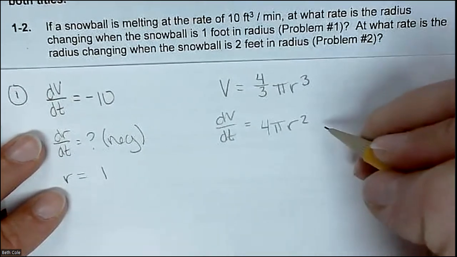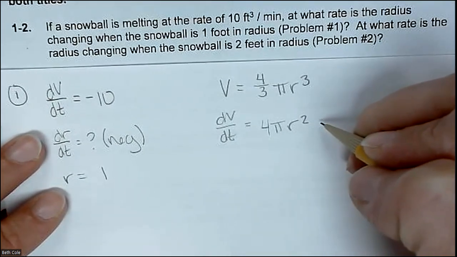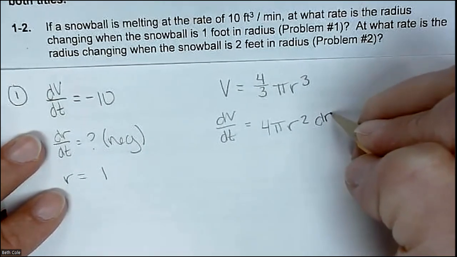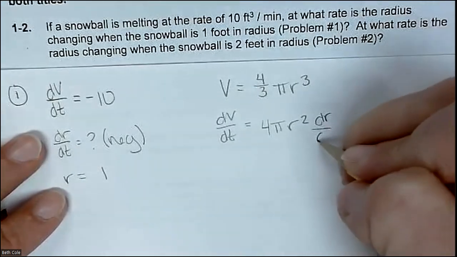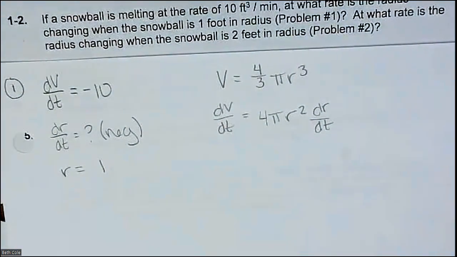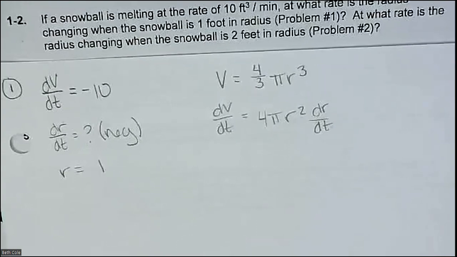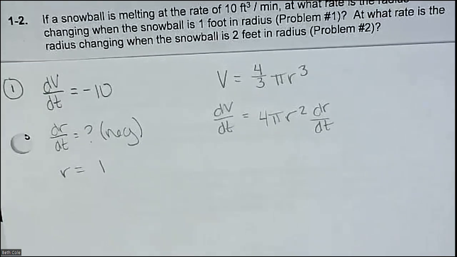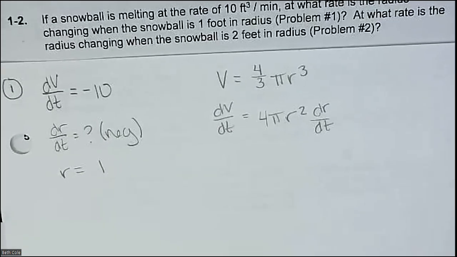What gets chained on? What's the thing you're looking for, guys? We already did dv dt. Guys, get with it. The derivative of r is what? dr dt. The derivative of v is dv dt. They're all just that letter with a dt, guys. Get with it. All right, now you can plug stuff in.